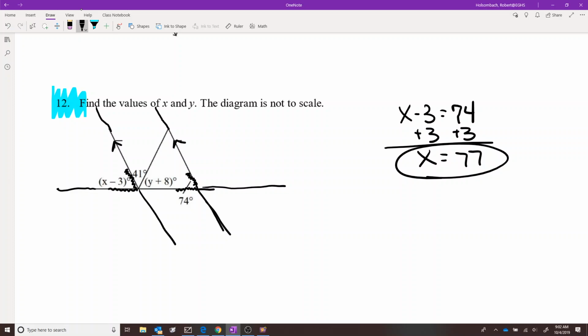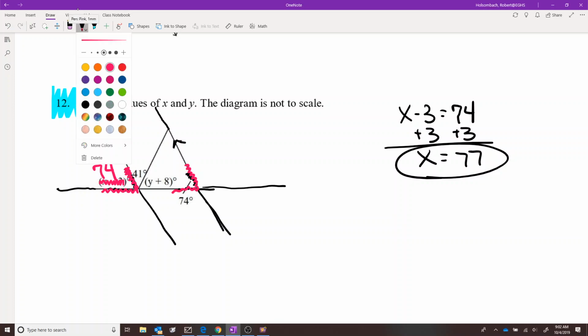Now here's where you got to be careful. This right here. Do you see this angle, this black angle that I highlighted? We don't need this anymore. I don't care about the x minus 3 anymore. We've already used it to solve for x. All you need now is to know that this angle measure right here is the same as this one. So this angle is 74 degrees.